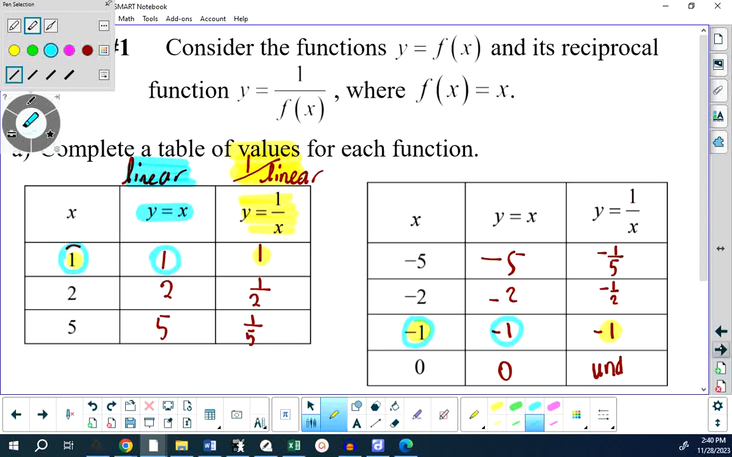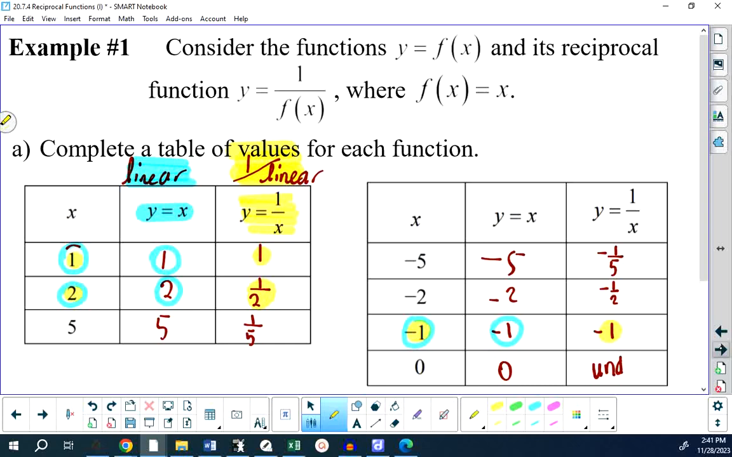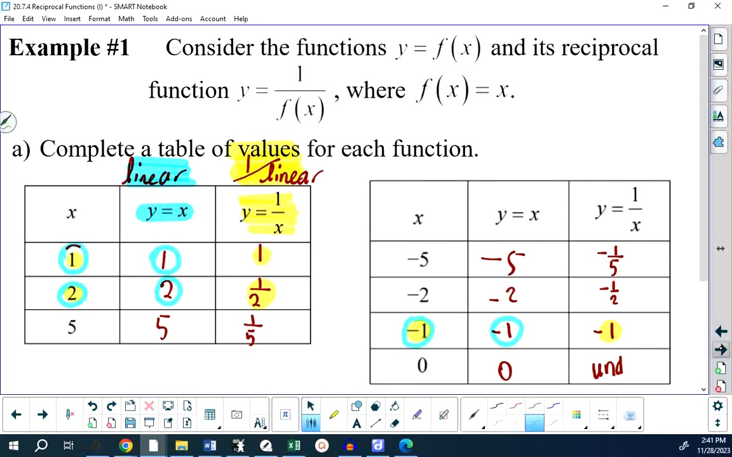Would you agree that 2 comma 2 is a point on the original function? Yes? Okay. Would you agree that the corresponding point on the reciprocal is 2 comma a half? Are those 2 points the same? No. Every other point will change except for this point and this point, which is why they're called invariant.